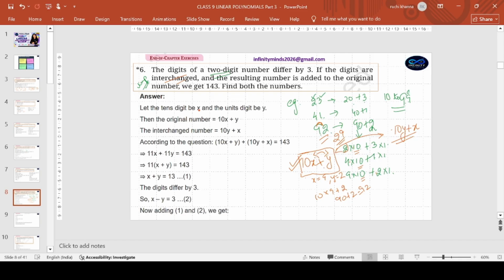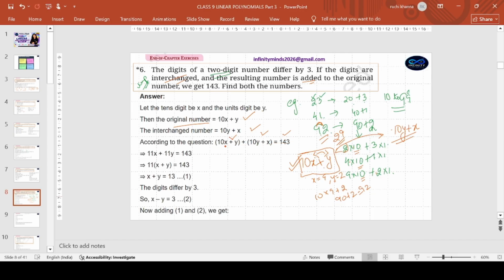Let the digit at the tens place be x and this is y. It becomes original number 10x plus y. Number with digits interchanged, the new number, 10y plus x. Let's see if they are added. So add them, 10x plus y, the original number, added to the new number, and the resulting number is 143. This is framing of your equation.